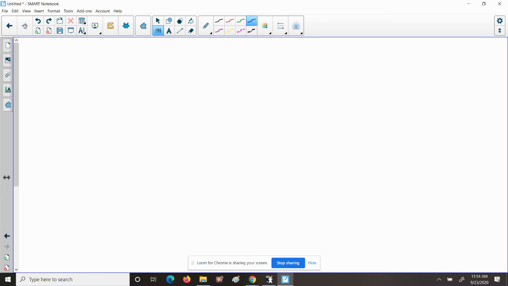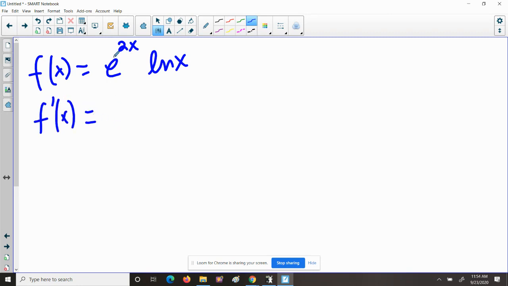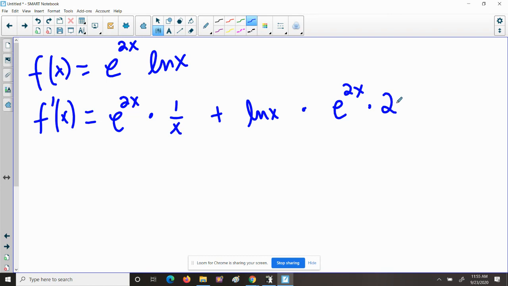Let's kick it up a notch. Let's try one. What if we have e to the 2x times natural log of x? Notice here we've got e to the u because it's a 2x instead of just an x. We also have a product rule because we're multiplying e to the 2x and natural log of x. So let's see what this would look like if we take the derivative. Product rule, we start with first one times derivative of the second one. Derivative of natural log of x is 1 over x, plus the second one, natural log of x, times derivative of the first, e to the u, e to the 2x, times u prime, 2.